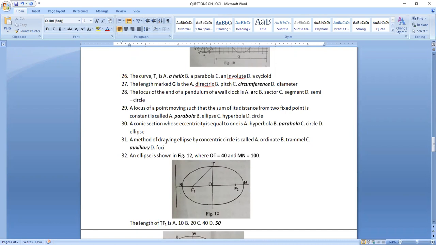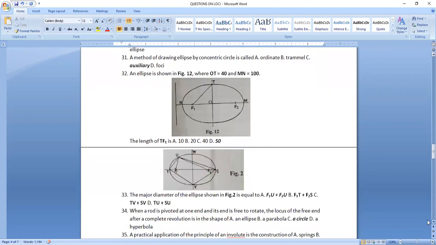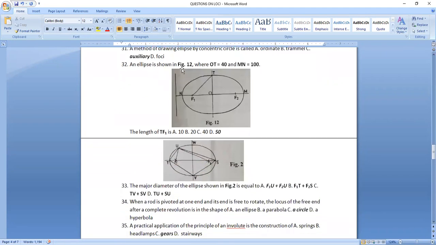Question 31, a method of drawing an ellipse by the concentric circle method is an auxiliary circle method. Okay, so that's option C for that. Question 32, an ellipse is shown in figure 12 where OT equals 40 and MN equals 100. The length TF1 is equal to 50 based on my explanation that I made above. So just think about that.